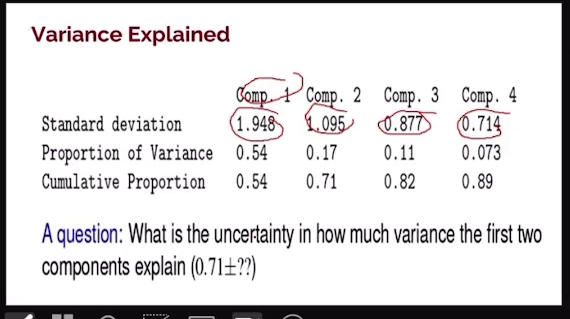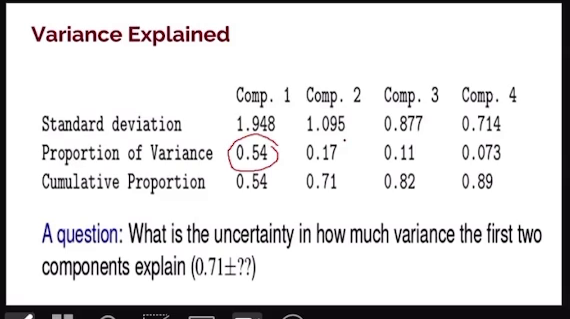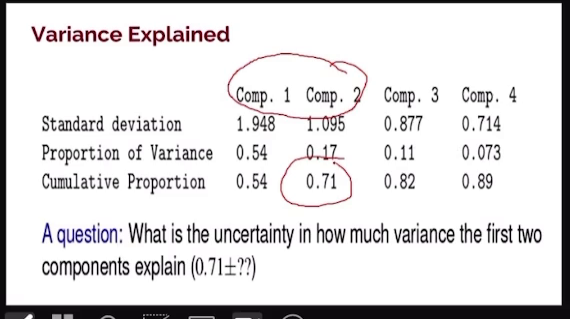Now, we can talk about the proportion of variance. The proportion of variance for each of the principal components is what we have right here. Don't forget, how do I get 0.54? 1.948 divided by the totality. That will give you each of them. Now we want to look at it cumulatively. Okay, when you take a look at these 2, they cumulatively explain 71% of the total variance.